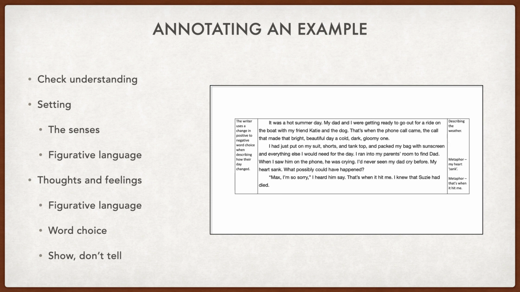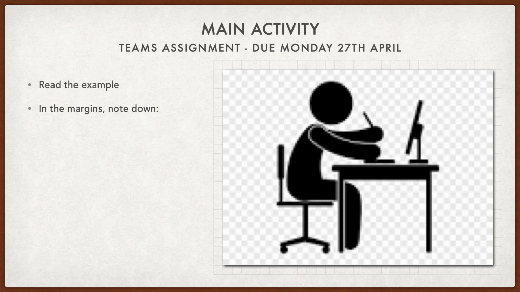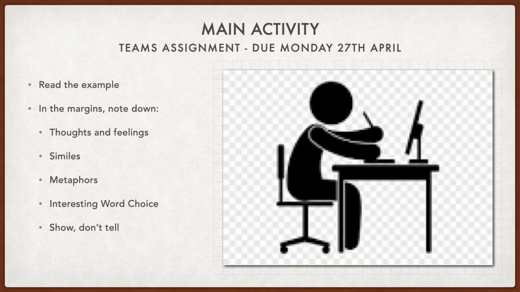And then your team's assignment, there is a full essay there for you to look at. It's called The Climb. And I want you to annotate it. That's when you type in some notes of where you found certain things. So just so that we're really clear, one of our main activities is going to be on the team's assignment, and it's due next Monday. You have to read the example and in the margins note down where they've used thoughts and feelings, where they've used similes, where they've used metaphors, interesting word choice, and show, don't tell. Okay? So pause the video and do that now if you wish, otherwise it's for homework for next week.